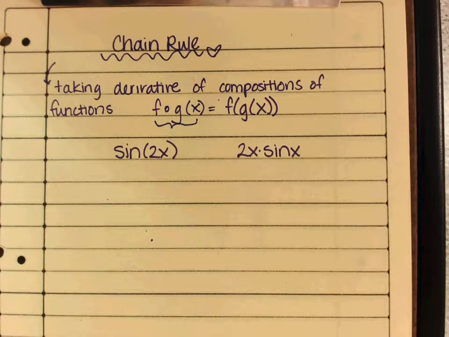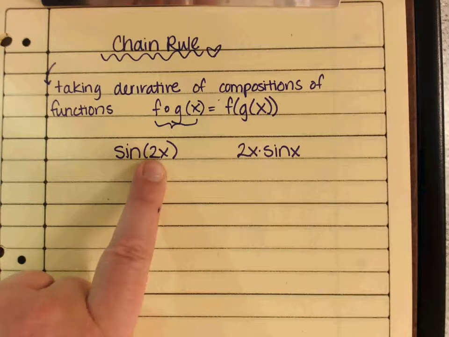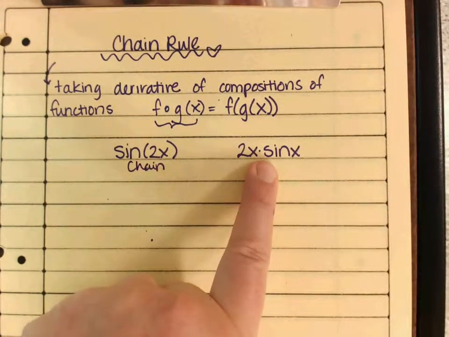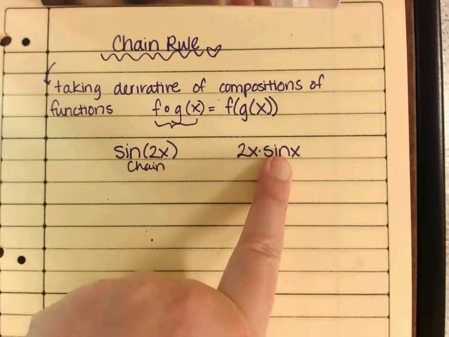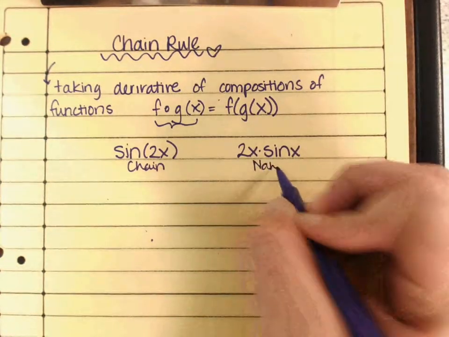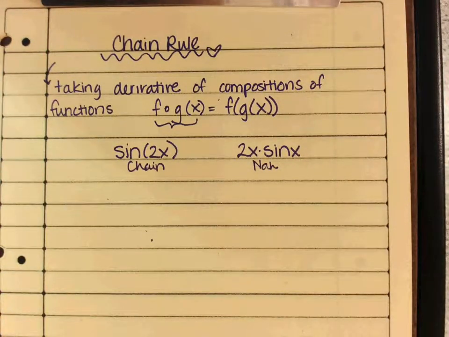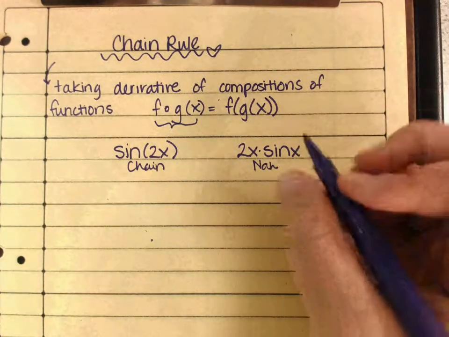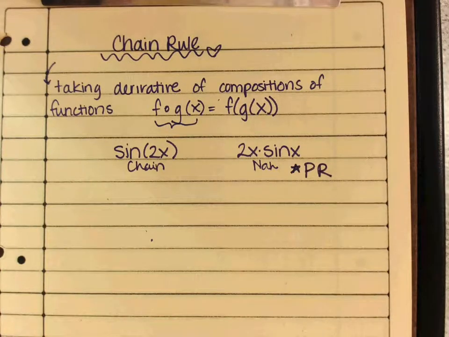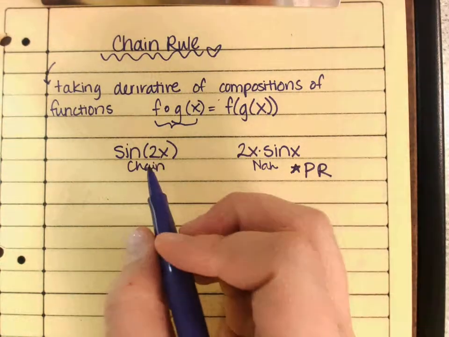For the first one, is one function plugged into the other? Yes, this is chain rule. Okay, look at the second one. It's 2x times sine x. Is one function inside the other function? No. What rule, based on Friday, would you use to take the derivative of that second option? That would be a product rule. So if you want to put PR for product rule, that second one would be a product. Ready? Let's do one more.